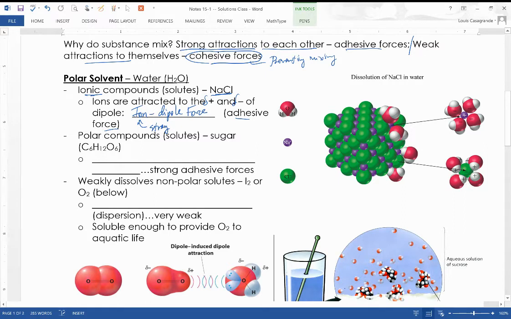There should be an N in there. Let me rewrite that. Strong. Because ions have full charges. And the process I have shown to the right here.